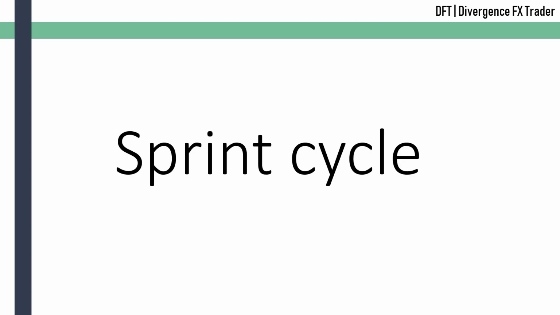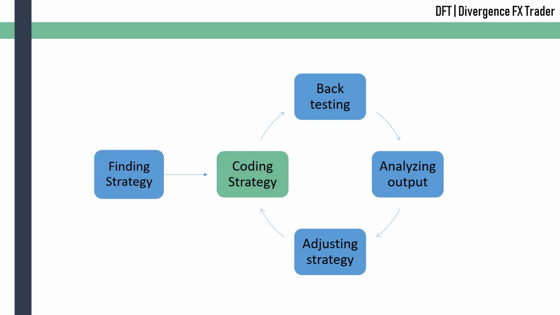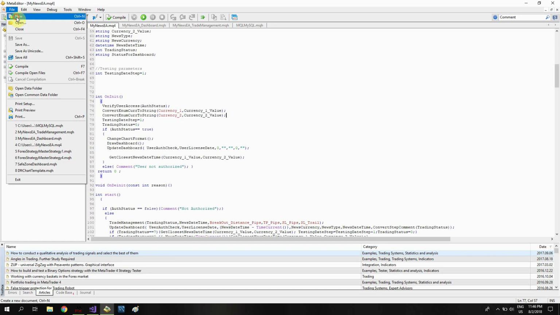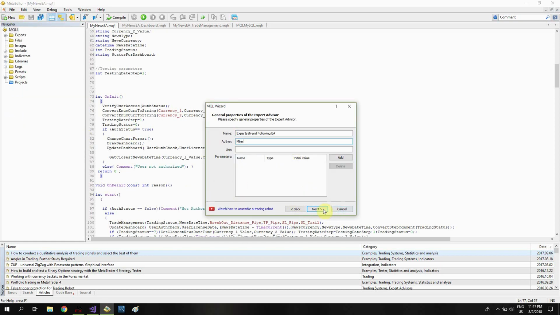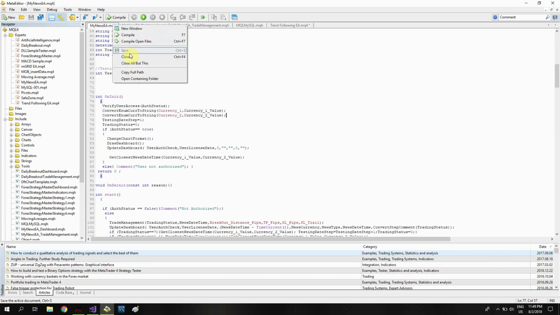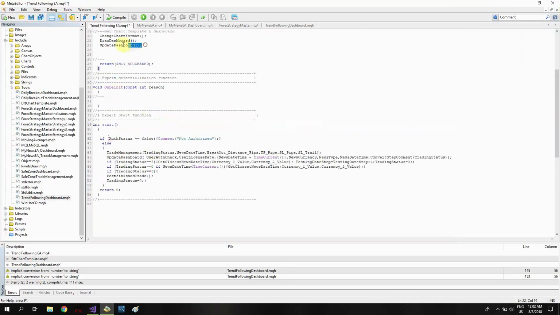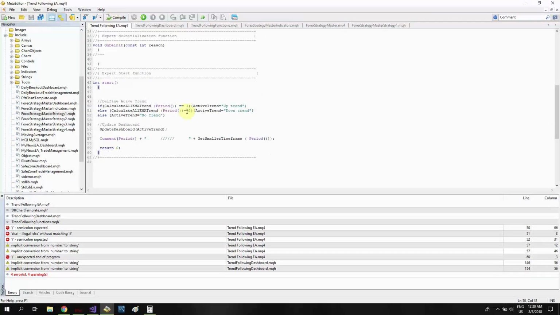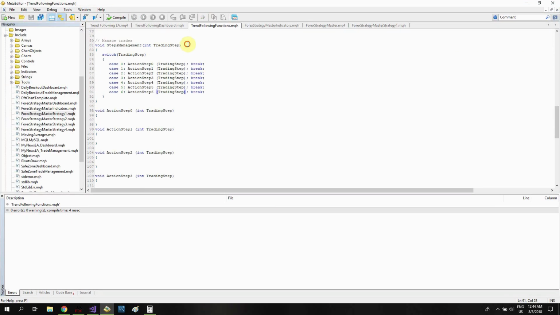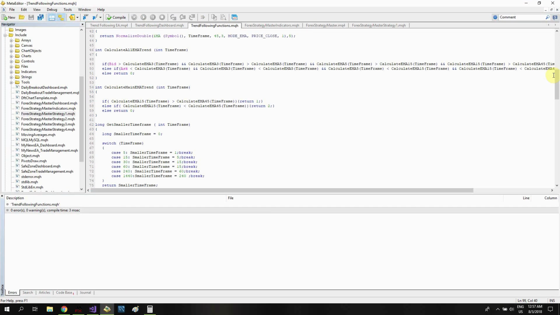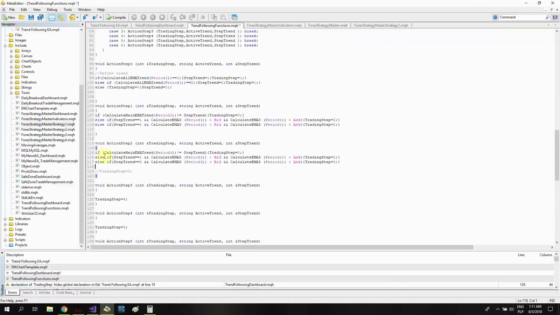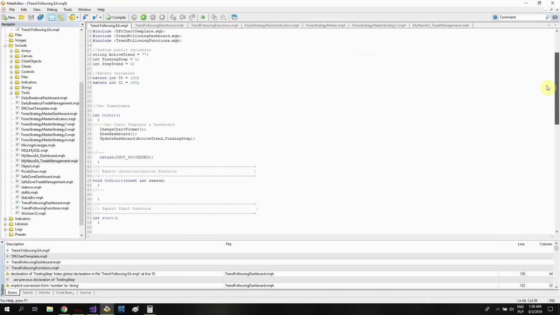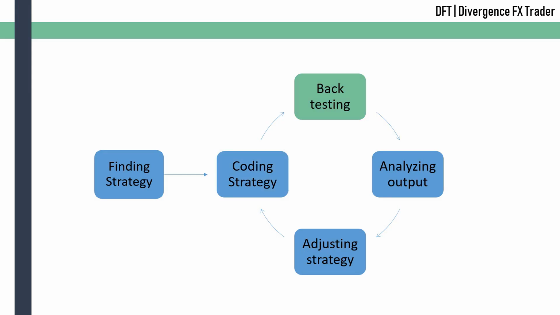Okay, let's move back to the sprint cycle again. Now, when we have the strategy defined, we can finally move to the coding stage. So, let's finally write some code. So, our prototype is finished. Let's start some testing.